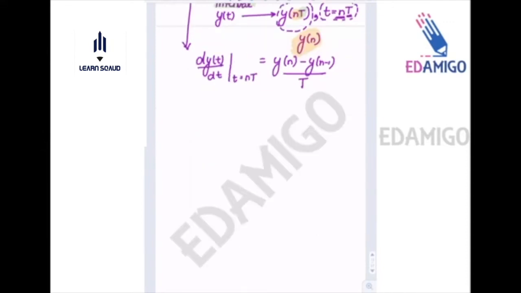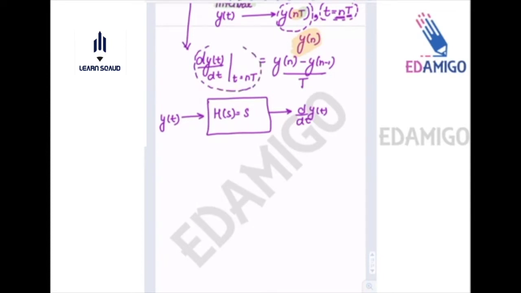Now we can see that for the system function where yt is the input and the output is d by dt of yt, the system function Hs is equal to s, because the output is the differentiation of the input. Thus Hs is equal to s, because if the input is Ys, then we know that the differentiation is written as s times Ys. So here Hs is equal to s.